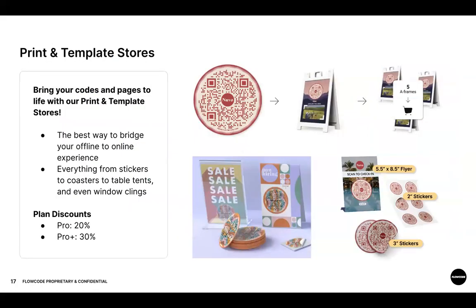And then we also have in platform a print and template store, so you can really bring those codes to life. The most effective way of getting scans is getting them out into the world. So we offer anything from stickers, coasters, table tents, window clings, you name it, A-frames, all this lovely stuff that you see on the screen in our print store. And we also, with the Pro and Pro Plus plan, offer a discount on our products as well.